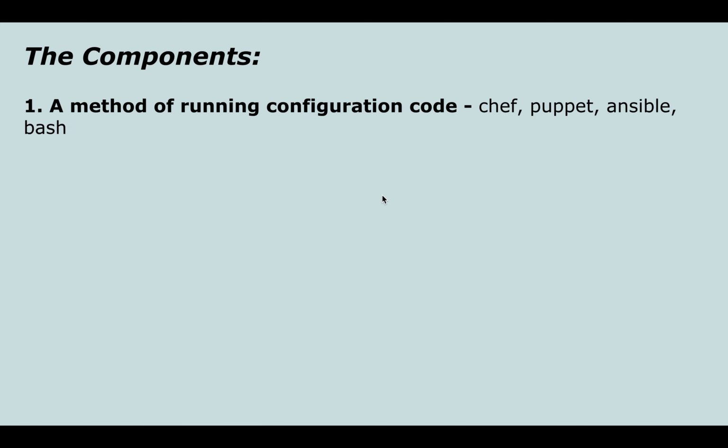So the components: you need a way of running your configuration code. Like I said, Bash will do this. I've done a lot with Bash. It's great. But there are some really powerful tools out there. Chef's been out a while. Puppet is really big. Ansible is kind of popular right now. That's what I'm going to use.